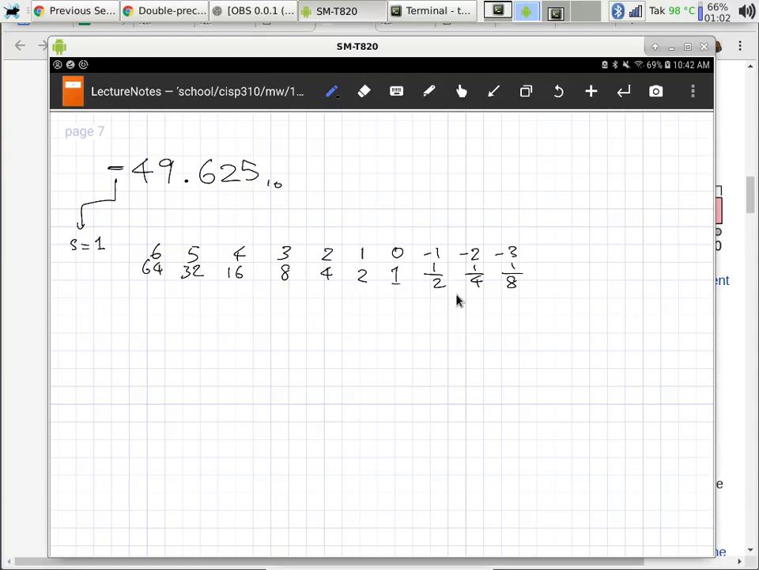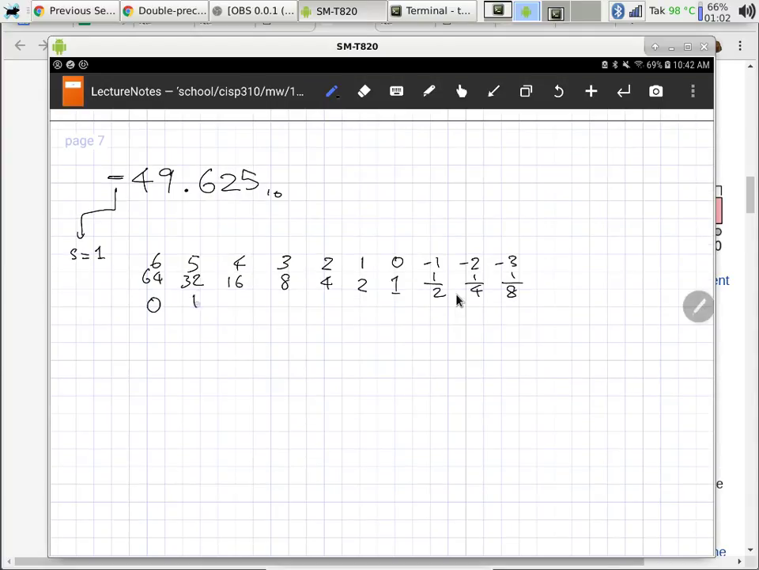Do we have a 32? Yep, there's a 32. So what you do is just like giving change to a customer at McDonald's, okay? So you say, oh, okay, I got a 32 already, so let's see how much is remaining. The remaining portion is $17, and you know, $17.625, okay?